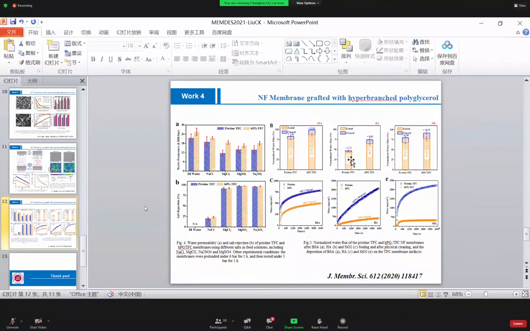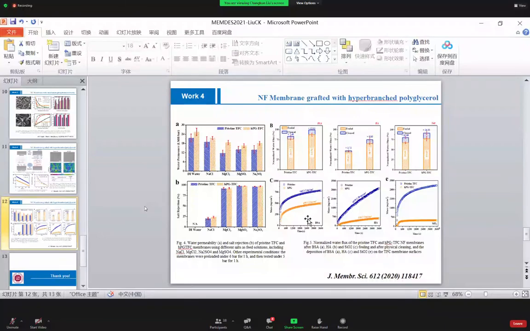It shows that the normalized water flux after the fouling would be 65%, and after cleaning, the water flux recovery would be 70%. Both of these results are much better than the pristine ones, because for the pristine membrane, the normalized water flux after the fouling and the flux recovery were only 44 to 47%. So the results show that the modified membrane has much better anti-fouling performance.